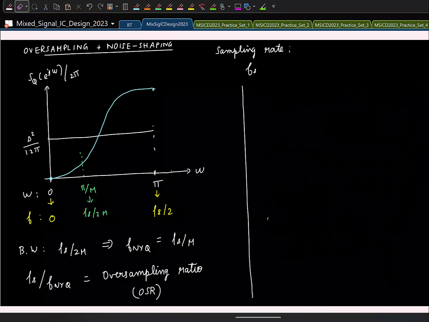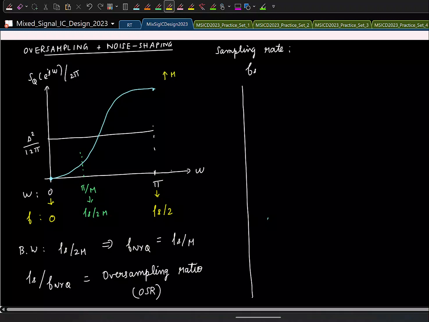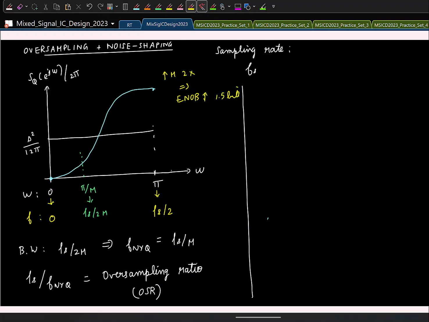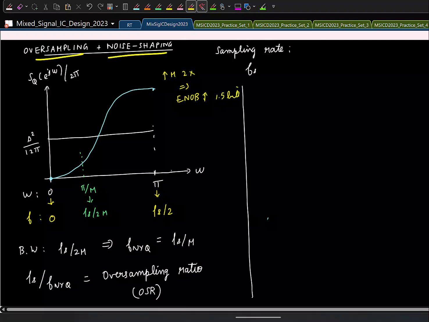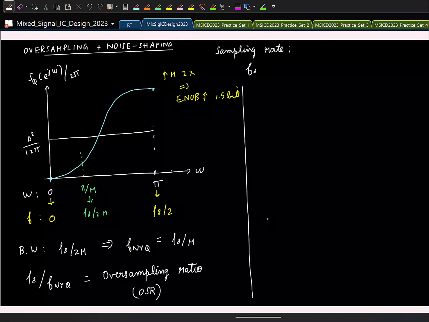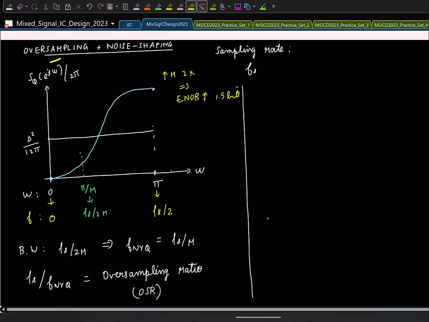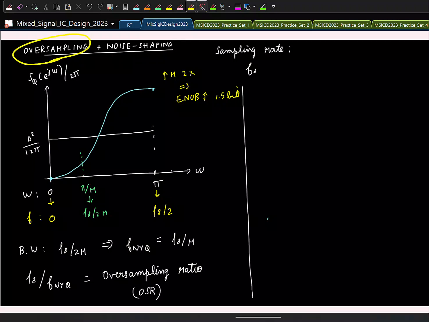So I'll make the observation here. If I increase m by 2x, my ENOB knob increases by how many bits? How many bits? 1.5 bits, right? So this is if I do oversampling and noise shaping. Now remember, I can just simply do only oversampling also, right? So let us see what happens.